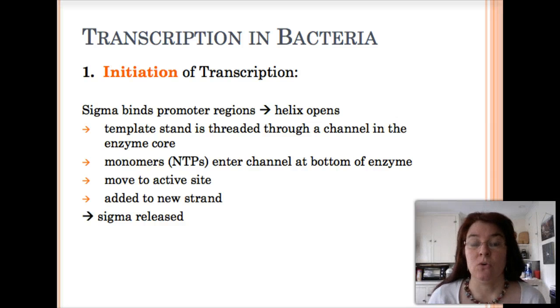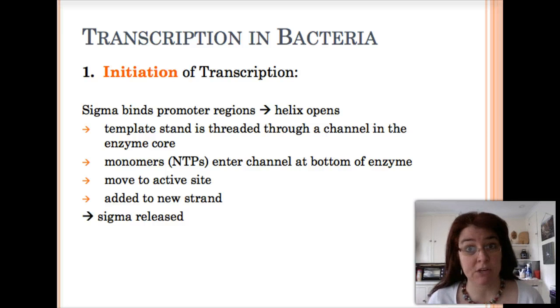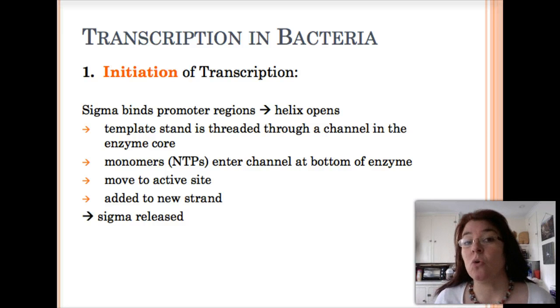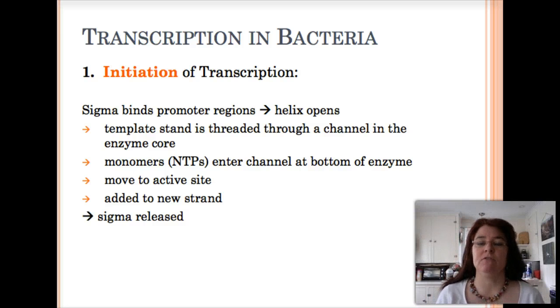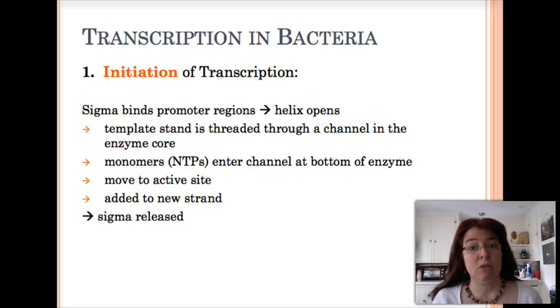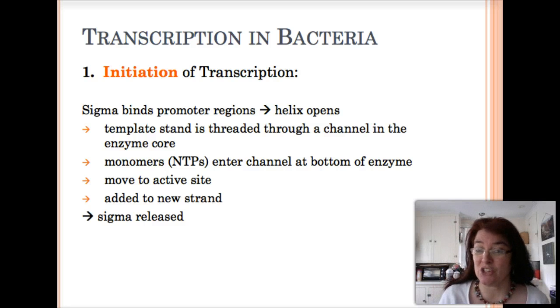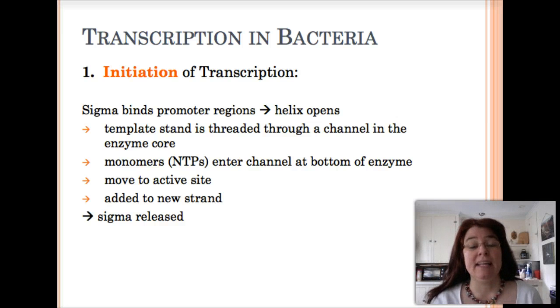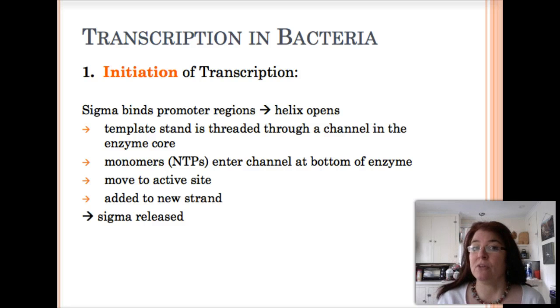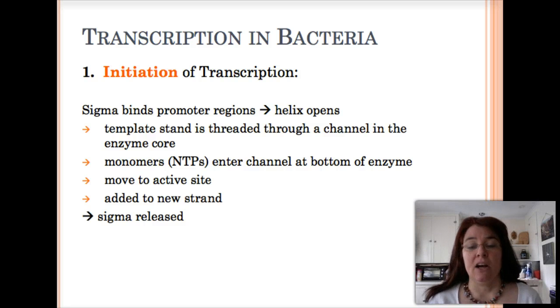Okay, so we have sigma in position, bound to the promoter in the bacterial genome. We've got the core guided in, and it's in position now to begin this process of transcription. So in our 3 steps of transcription, initiation, elongation, and termination, we are right into initiation. Sigma binds to the promoter region, and then our helix is going to open up.